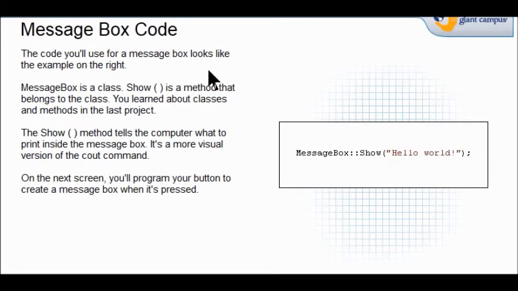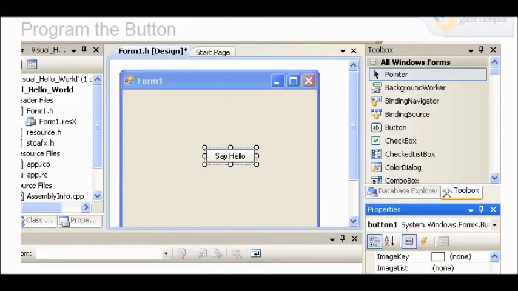Okay, to write our message box code, we're going to use a class that already exists in Windows called MessageBox. And we're going to show a method that already exists that belongs to the class. So we learned about classes and methods in Project 5. The Show method is going to tell the computer what to print inside the message box. So it's sort of like the cout command, but it's a more visual method. So now we're going to program that button. In the Form 1 window, we're going to double click the button you just made. And a new tab is going to open called Form 1H.